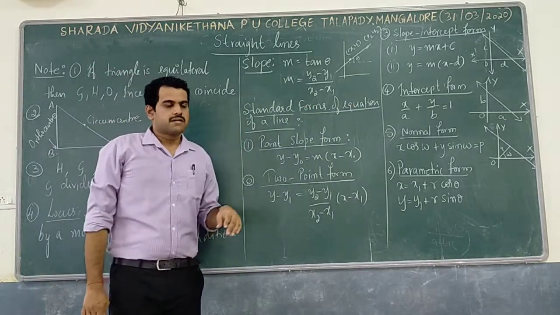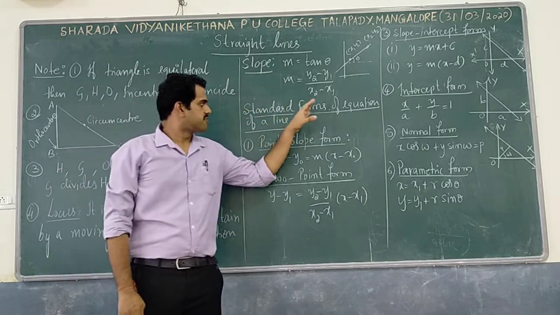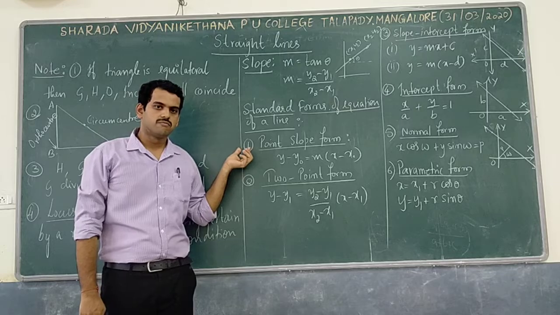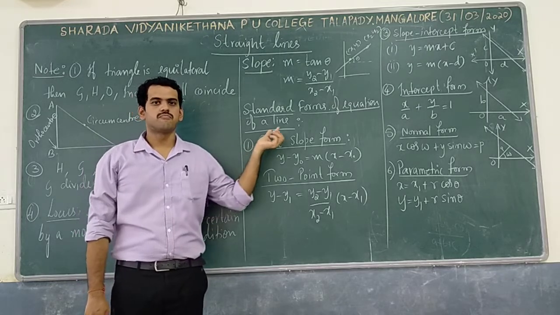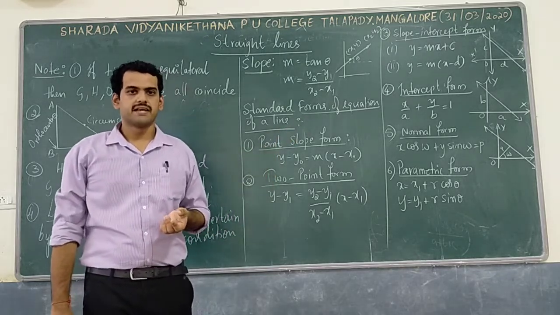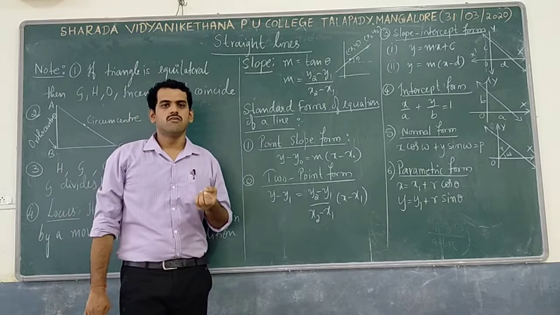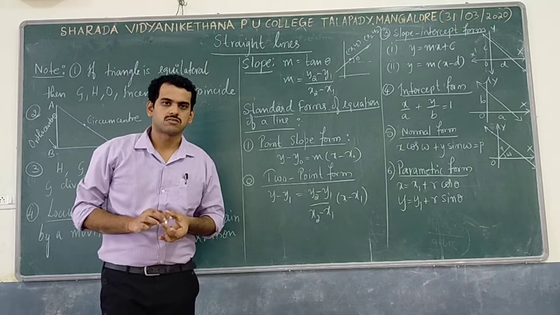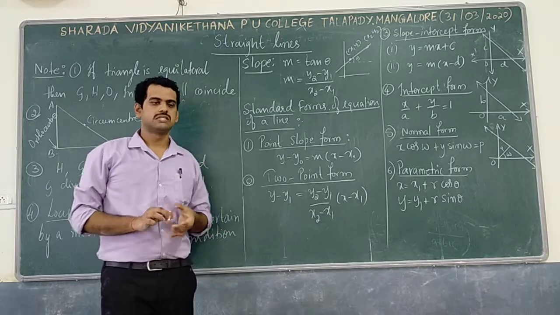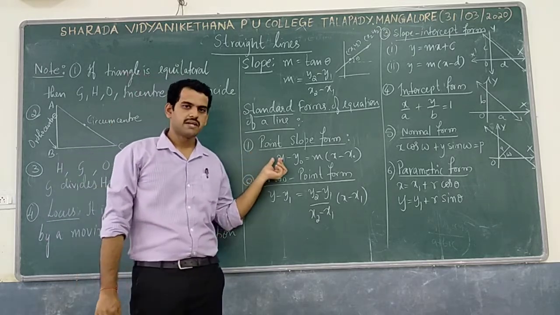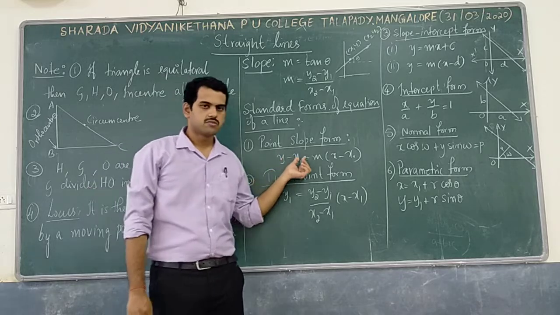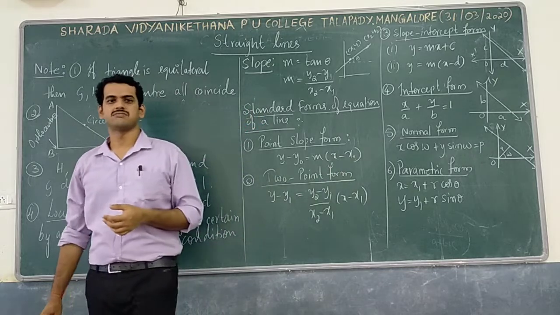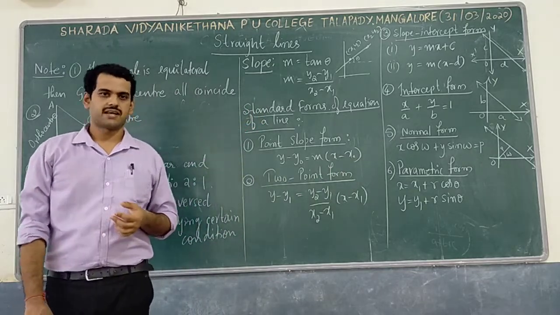Now coming to some of the standard forms of equation of a line. Now the first form is the point slope form of a line. Suppose we know a point on the line, and suppose its coordinates are x0, y0. Then its equation is given by y minus y0 equal to m, which is the slope of the line, into x minus x0. This gives the equation of the straight line.